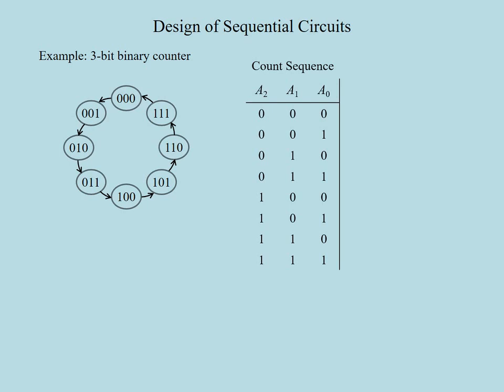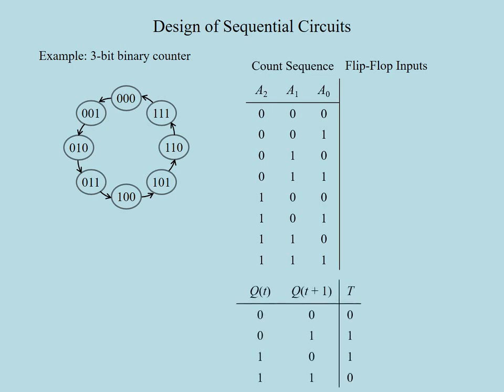So the next state is simply in the next line. Since the counter goes back to 0, 0, 0 after reaching 1, 1, 1, the next state for the last row is in the first row. To tabulate the flip-flop inputs, let us remember the excitation table of T flip-flop. The T input has to be 0 if the present and next states are equal. It has to be 1 if they are different.